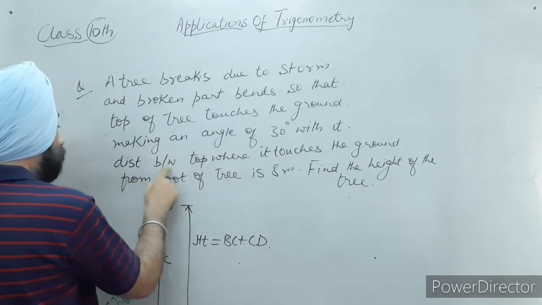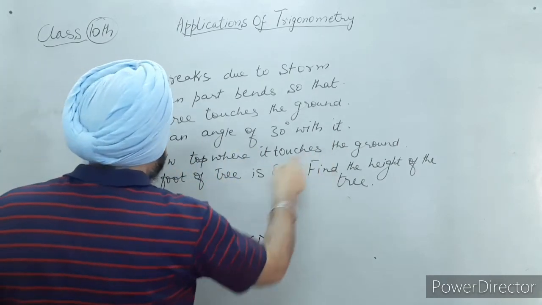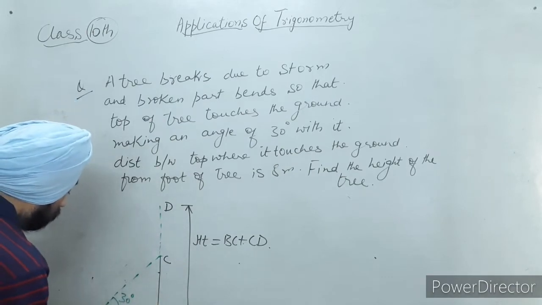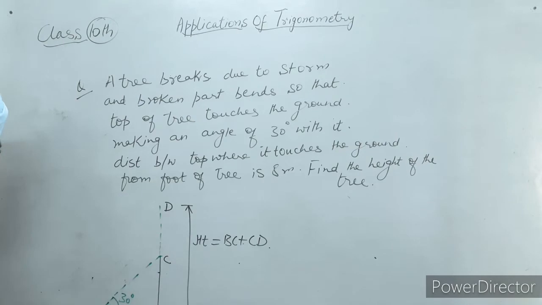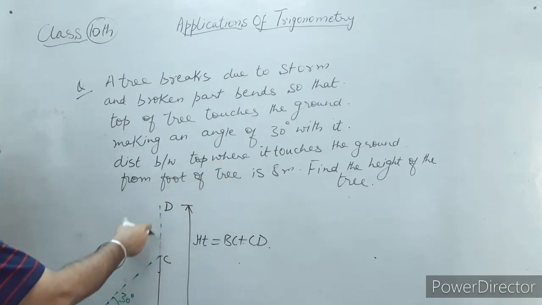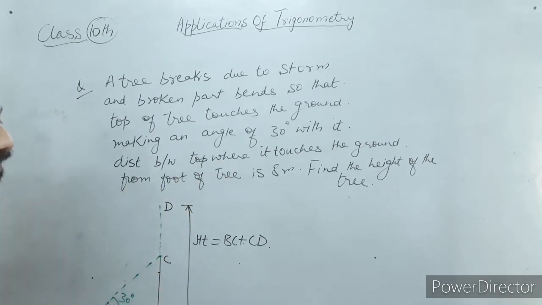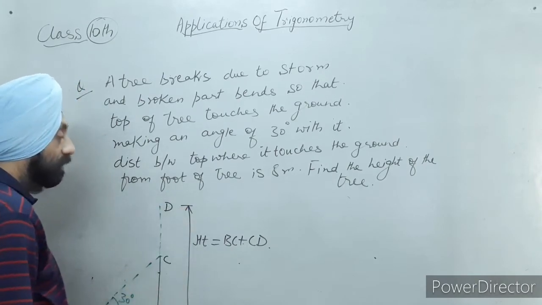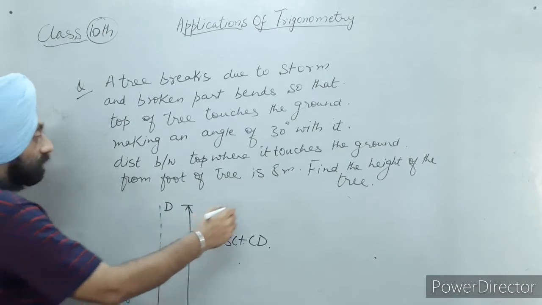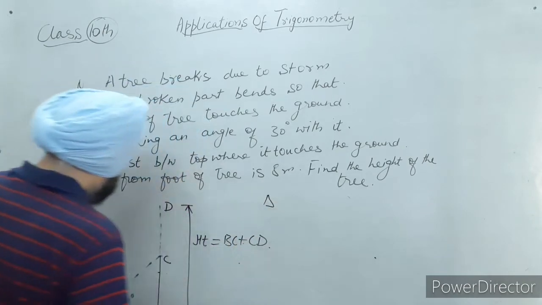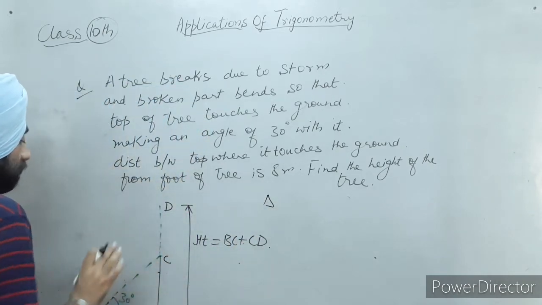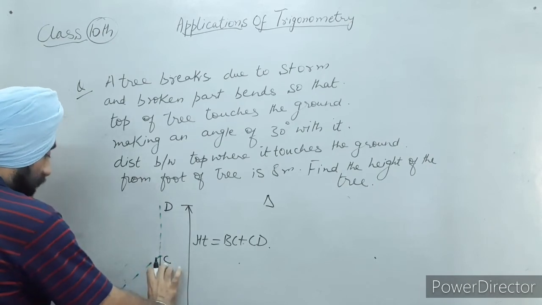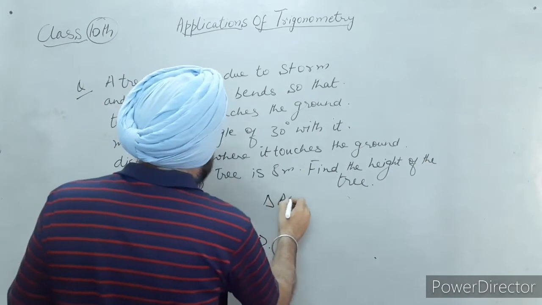With it. Distance between the top where it touches the ground from the foot of the tree is 8 meters. This is given as 8 meters. AB is 8 meters. I need to find the height of the tree before the tree broke. Now, consider this triangle ABC. Right? Now, first of all, let me find BC. Triangle ABC.